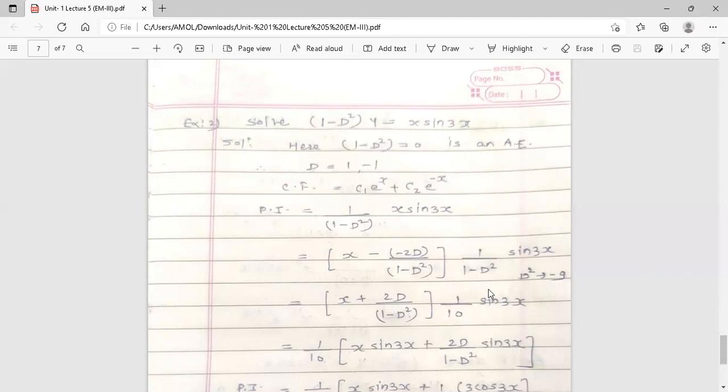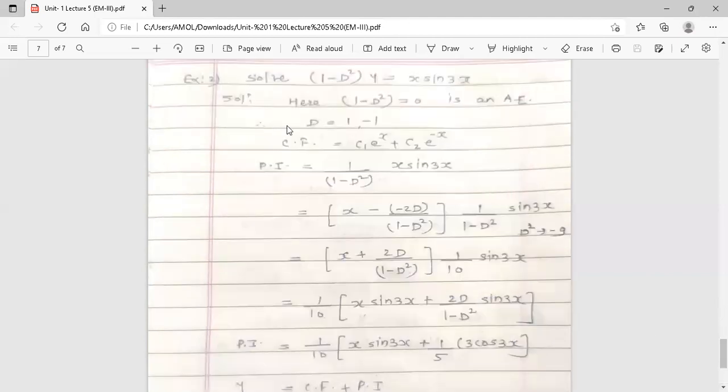Now how to find the PI? PI is 1 upon 1 minus D square into x into sin 3x. Now solve this, find the value of PI when the function is in the form of x into v. Now this is case 6, x into v is case 6. So using the formula, you will get the PI for x into sine 3x. So the formula is x minus phi dash of D, the derivative of this phi of D. Phi of D is 1 minus D square.